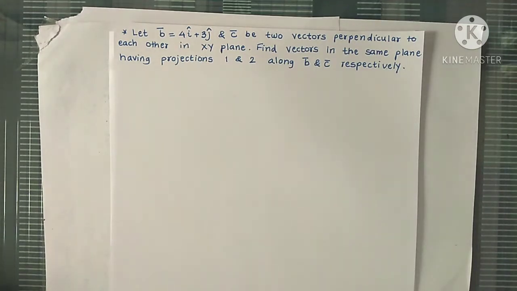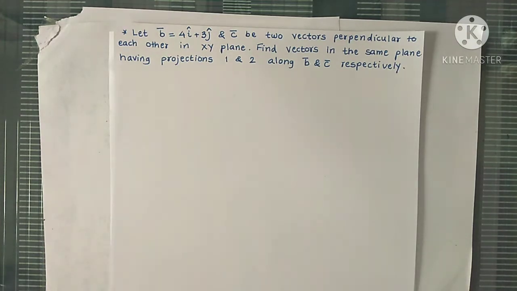It is given that b bar is 4i plus 3j and c bar are two vectors perpendicular to each other in xy plane. Find vectors in the same plane having projections 1 and 2 along b bar and c bar respectively. So b bar and c bar lie in xy plane.